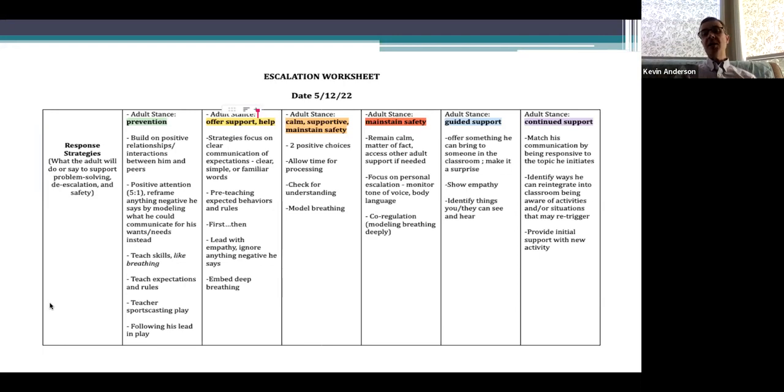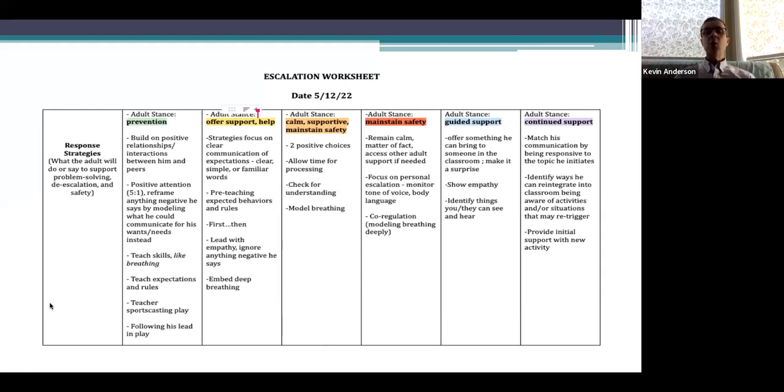Can we do some teaching of rules or other expectations? Do we have clear, simple vocabulary we're using to avoid overwhelming the child? And then what do we do when we see that the child has begun to escalate? Now I, as an adult, have to start thinking about what I need to do in order to avoid the child going into that red zone?